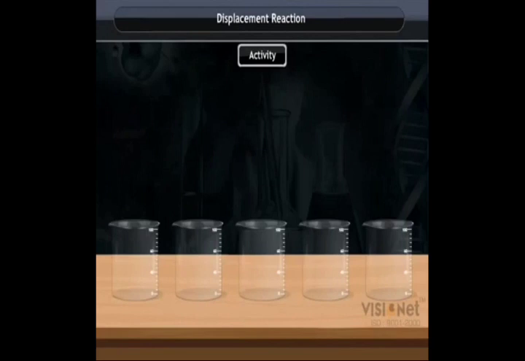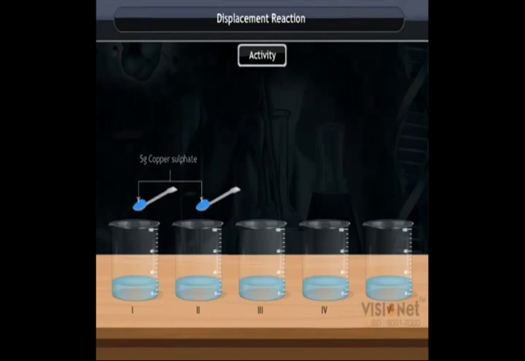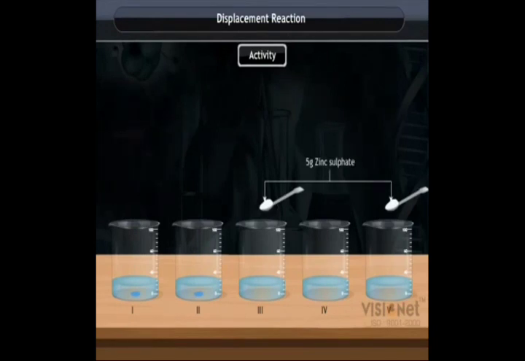For the second activity, you can see 5 beakers. You have to collect 20 ml of water into each beaker and label them 1, 2, 3, 4 and 5. To the first 2 beakers, you have to add 5 gram copper sulfate. After that, to 3 and 5 you have to add zinc sulfate. To beaker 4 you have to add iron sulfate.